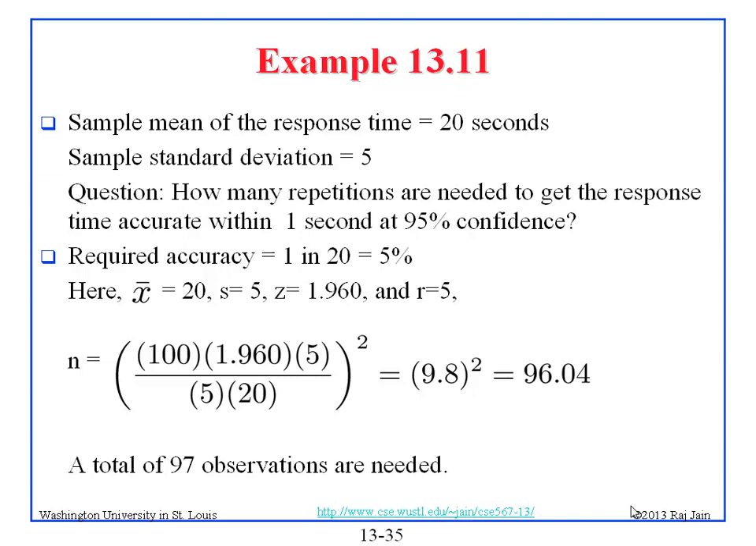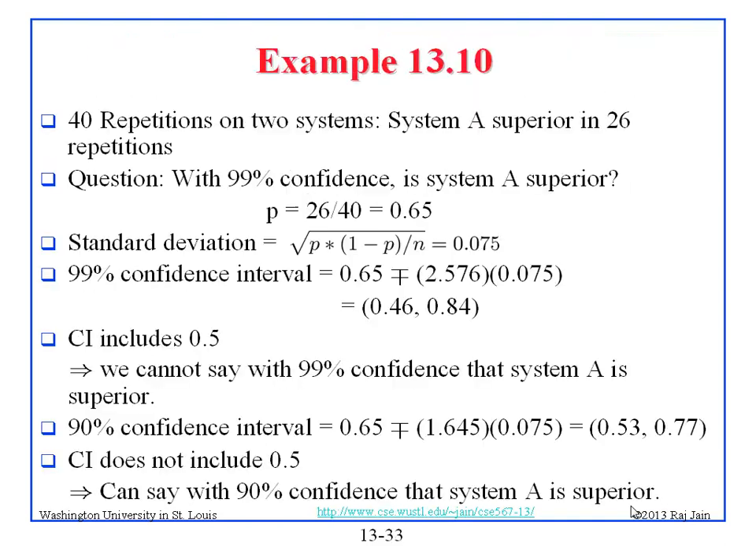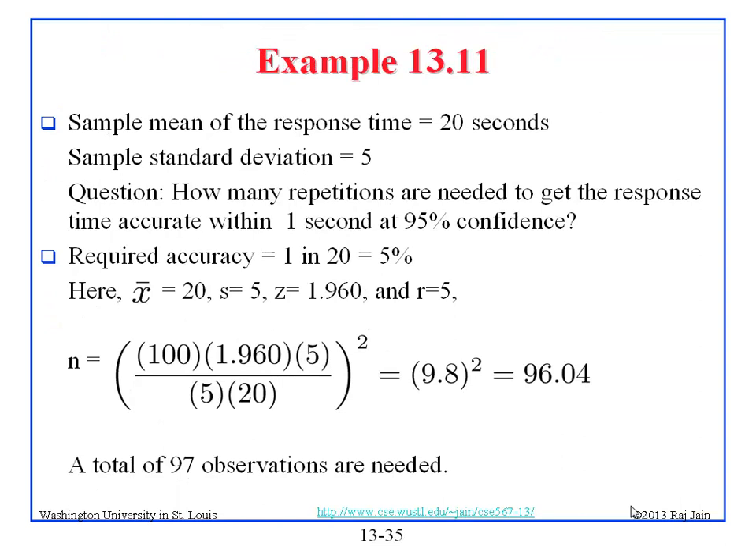Okay. Basically, we are saying that we want to be between 19.5 and 20.5 at 90% confidence interval. So you put all those numbers there. R is equal to 5. Where did you get the 5%? Oh, R was r upon 100, right? So 0.05 in terms of fraction. And so you put all that and you get 96 observations you need. So 97 total observations you need.